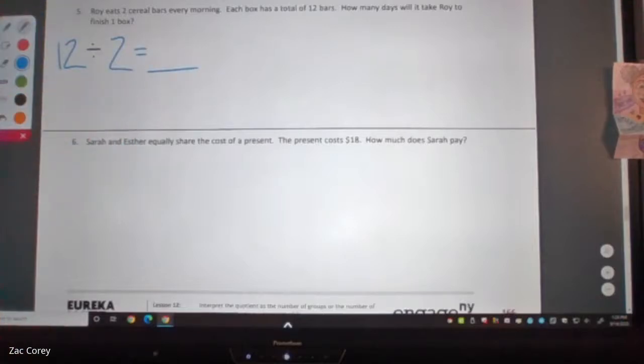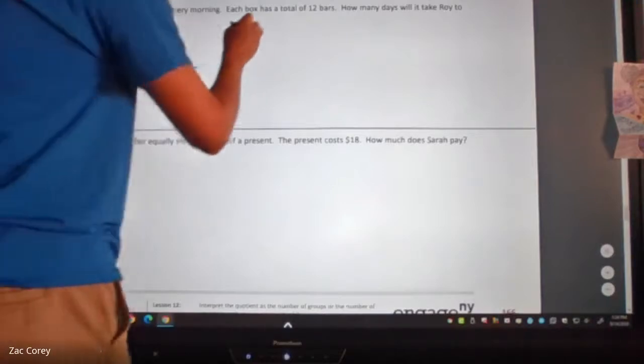12 divided by 2. You take 12 bars, put them into 2 equal groups. That gives it the answer there. So blank plus blank equals 12. But instead, let's go ahead and draw this. 2 cereal bars each day.